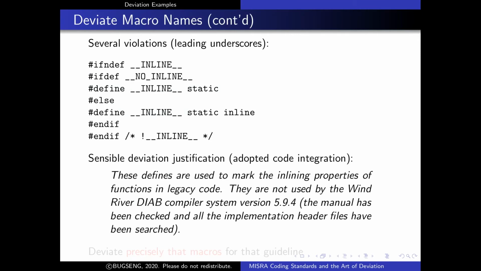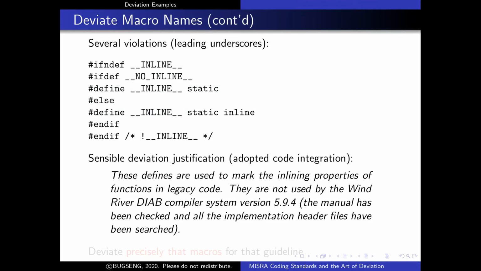For the reason of adopted code integration, this is a possible deviation justification. These defines are used to mark the inlining properties of functions in legacy code. And this is good, but it's not enough. They are not used by Wind River Diab Compiler System version 5.9.4, which is the one that we are using in this project. And how did we ascertain this? We checked the manual that this identifier underscore underscore inline underscore underscore is not used by the implementation.